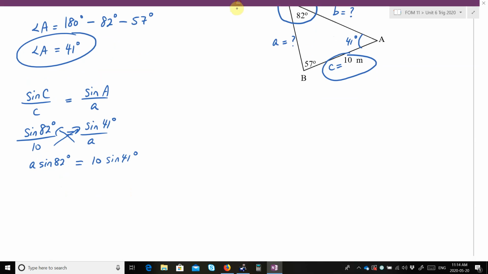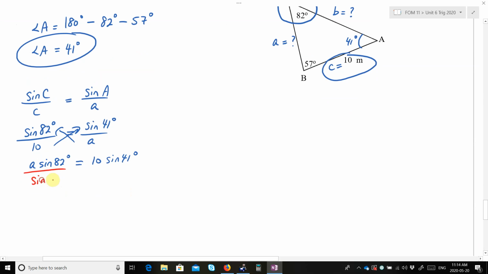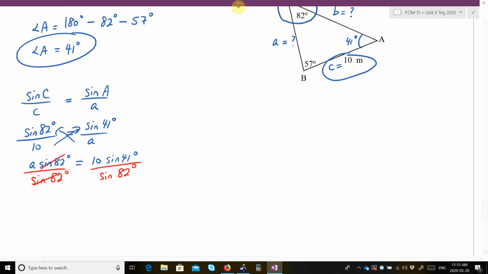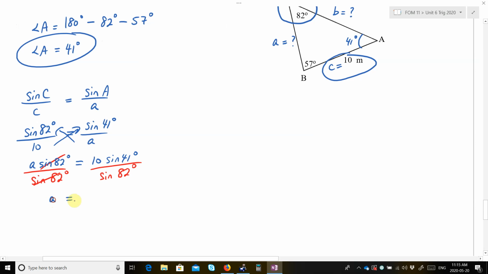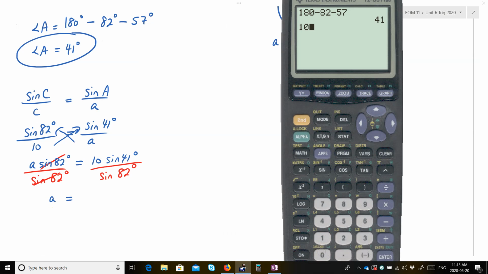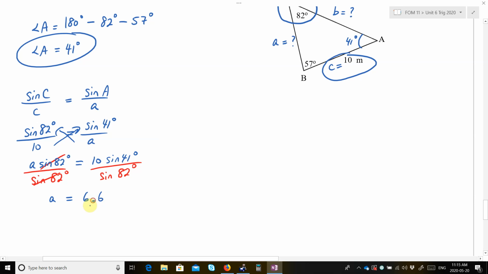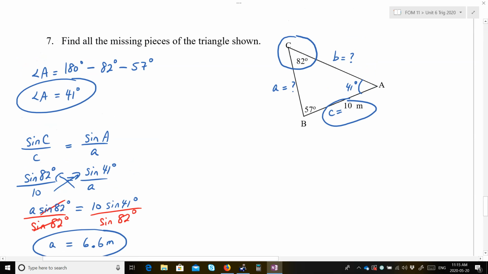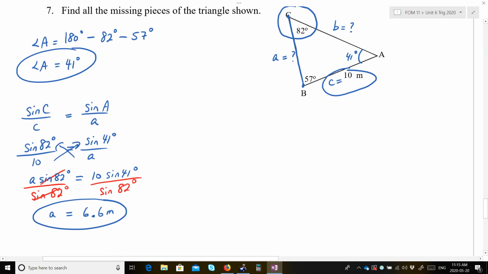Cross multiplied on both sides. a is being multiplied by sine 82, so I'm going to divide both sides by sine 82. And a is equal to 10 sine 41, divide that by sine 82, and we get 6.6. And that's going to be in meters because the 10 is in meters. Okay, and in the answer key, they call that side BC. We just figured out a, which goes from B to C, so that makes sense.